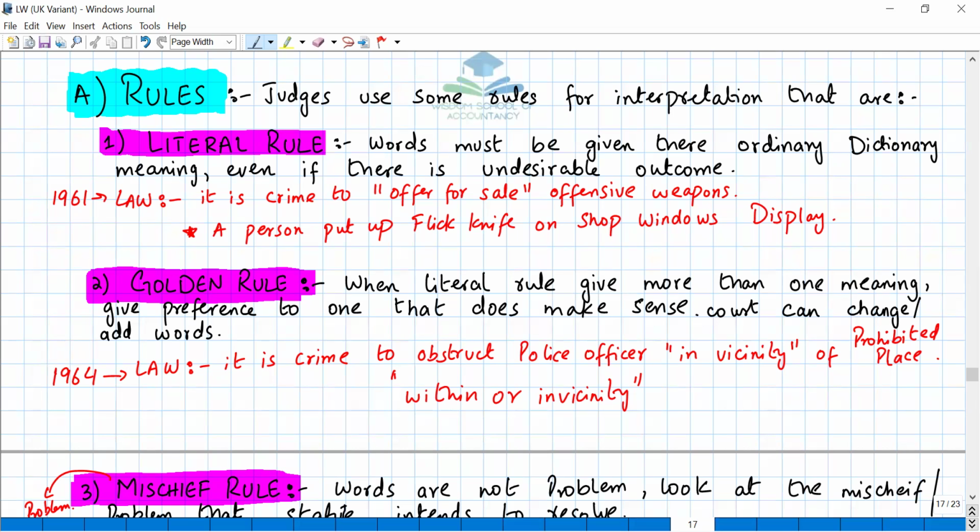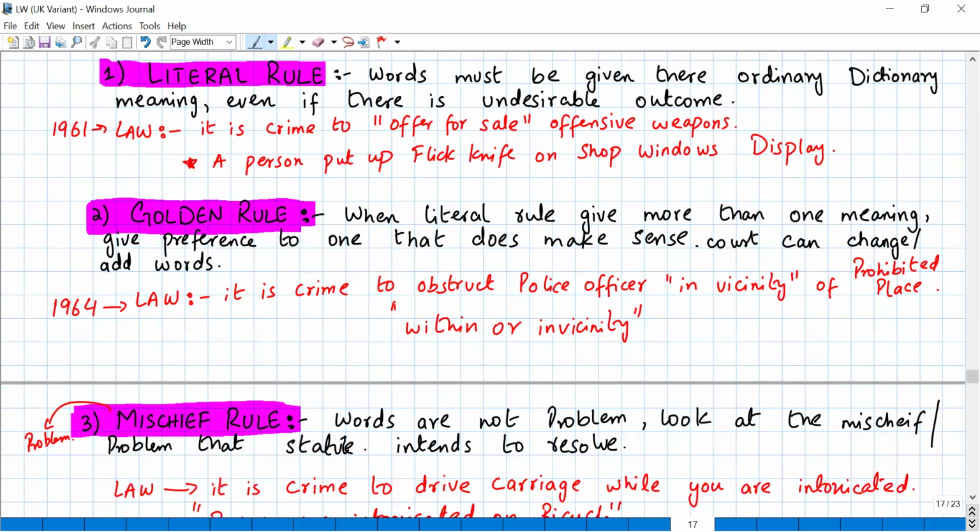So basically it's not mentioned that it's for sale, it was just on the shop window display. The person who wants it will come to me and make an offer, saying I want this. I was not making an offer for sale. So that person, even if his intention was to sell the offensive weapon, was still safe. Why? Because of the literal rule. So the law itself has loopholes, and those loopholes can be targeted to save yourself. Clear?